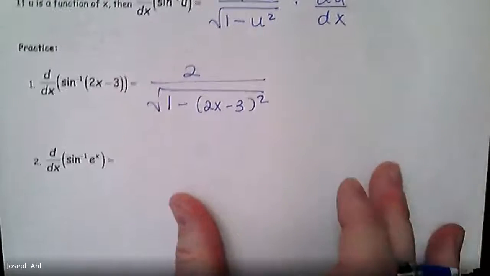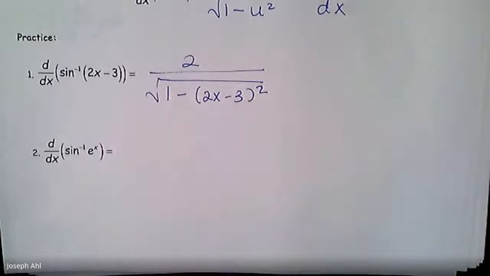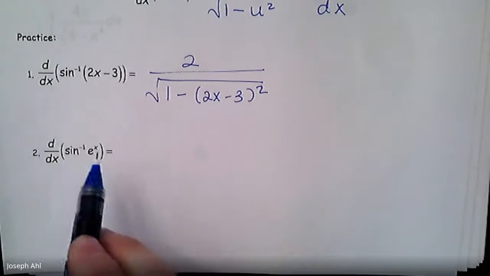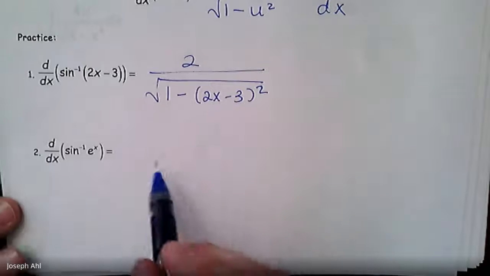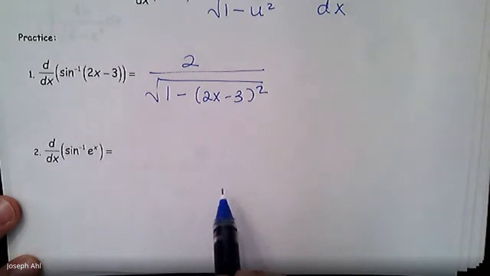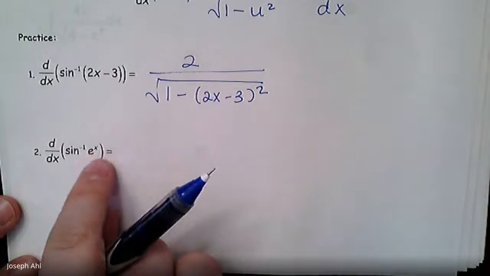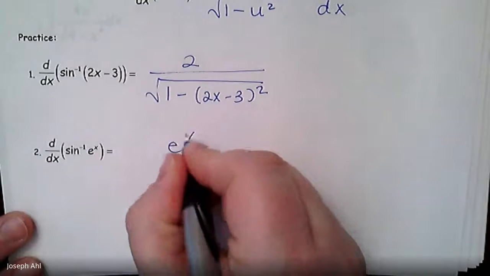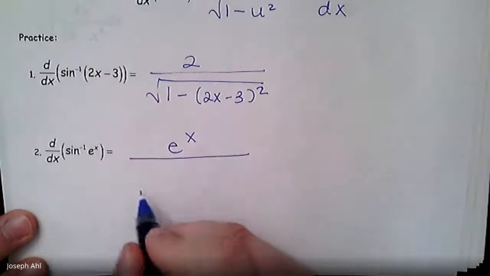You don't necessarily have to simplify any further as far as expanding or simplifying what's under the radical there. And then similarly for sine inverse of e to the x, it would be 1 over the square root of 1 minus e to the x squared, times the derivative of e to the x, which of course is e to the x. So I'm going to put that on top.